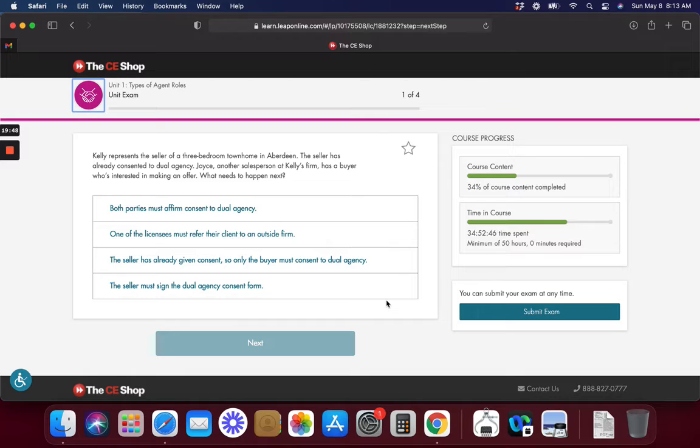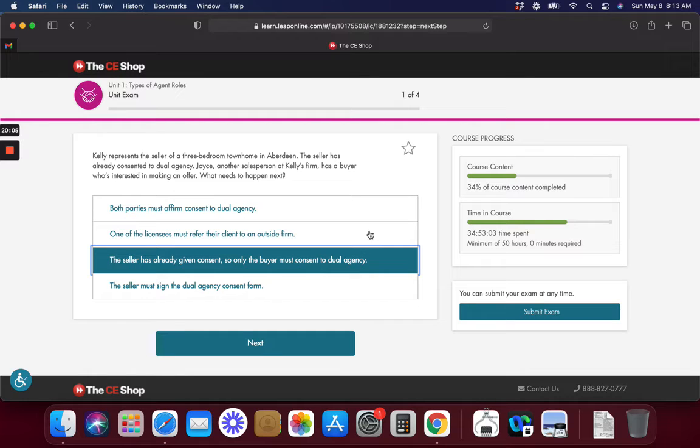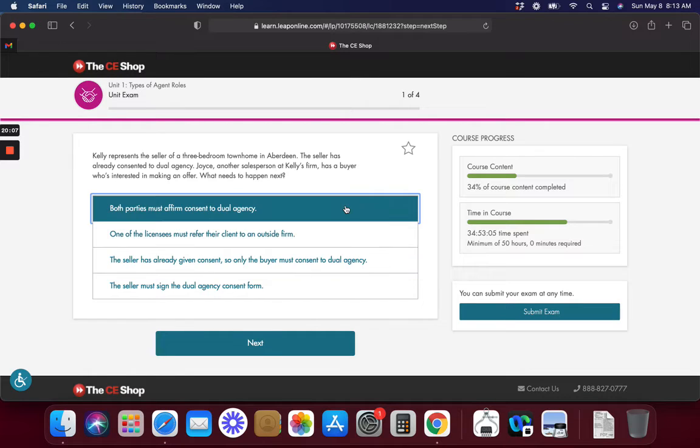Keller represents the seller of a 3-bedroom home in Aberdeen. The seller consented to dual agency. Joyce, another salesperson, has a buyer interested in making an offer. What needs to happen next? All right, the seller consented to it. Both parties must confirm the dual agency.